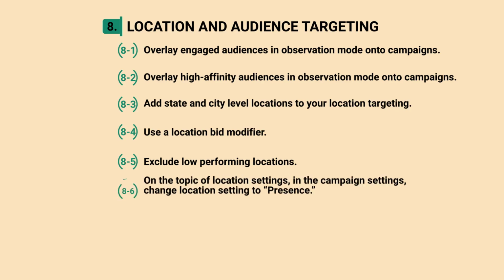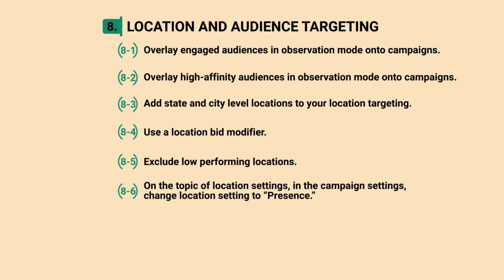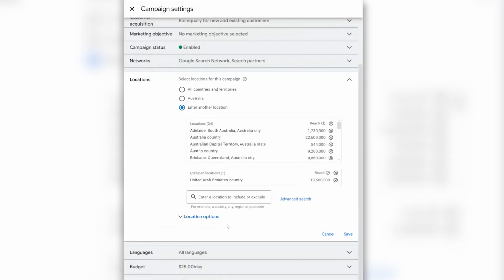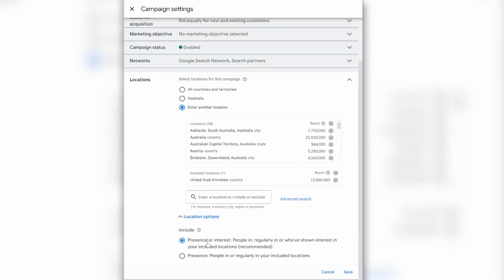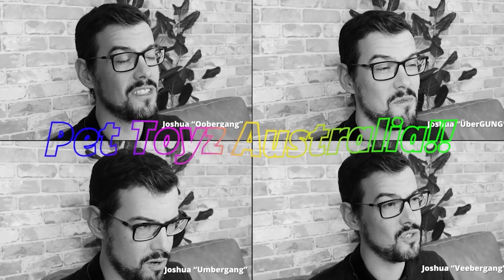On the topic of location settings, in the campaign settings, change location setting to presence. What the other interest setting does is target people who are in regions you're not targeting but appear interested. For example, if you own a pet store in Australia and choose Australia as a targeted location, your ads can show to people located or regularly in Australia, or to people who have expressed interest in Australian pet stores now or in the past.